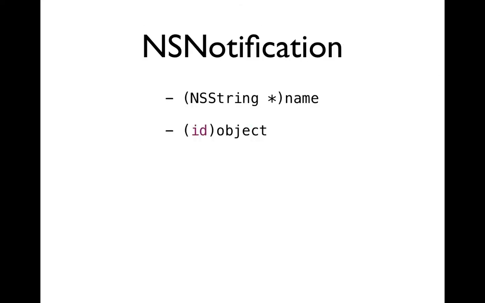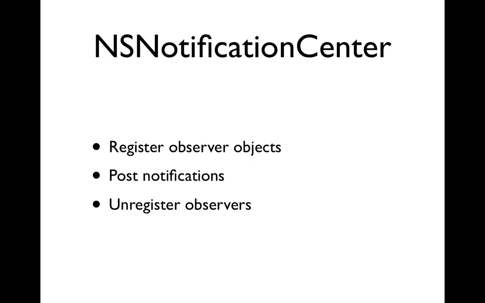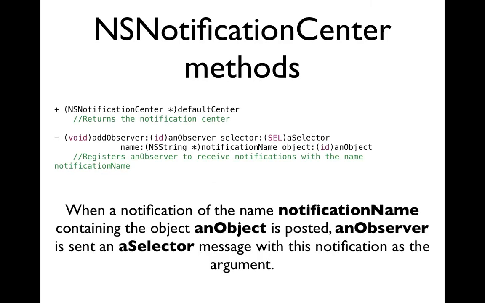Okay, so NSNotification is the class that is used to pack a notification, and you can get the name of that notification and an object. This center, called NSNotificationCenter, is doing the registration of observer objects. It's transferring those notifications, so you can post a notification to that center and it will be broadcast to all the observers, and you can unregister those observers that you don't want to get notifications anymore. Okay, so those are some notification center methods.